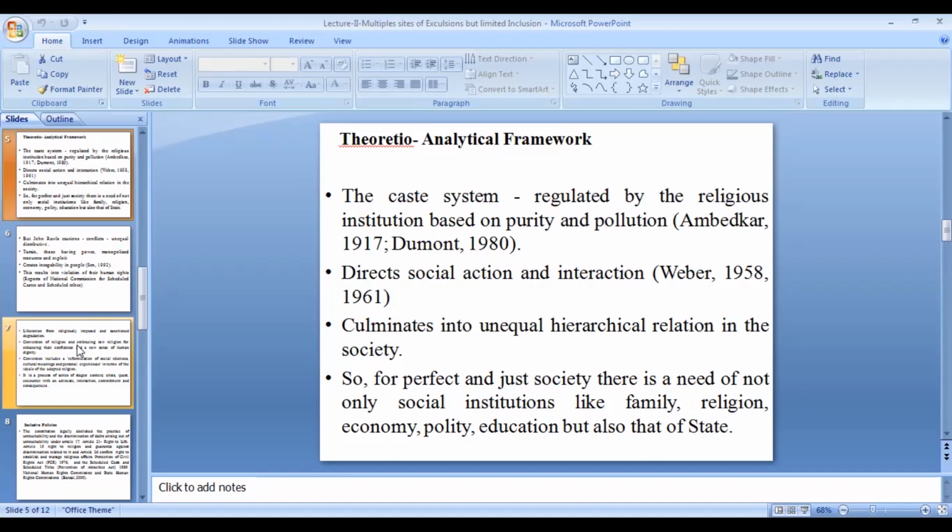So as I mentioned, the caste system is regulated by Hindu religious institutions based on purity and pollution. As we have seen, many social reformers and intellectual people worked for the eradication of social evil coming from the institution of caste. For example, B.R. Ambedkar is there, Mahatma Gandhi is there, and for sociology, we have Louis Dumont, who talks about purity and pollution in his book Homo Hierarchicus. These religious regulations direct social action and interaction towards each individual in society, like what Max Weber talks about in social action, that is, how religion regulates the social actions and interaction towards every individual in the society. Further, this culminates into unequal hierarchical relations in the society.